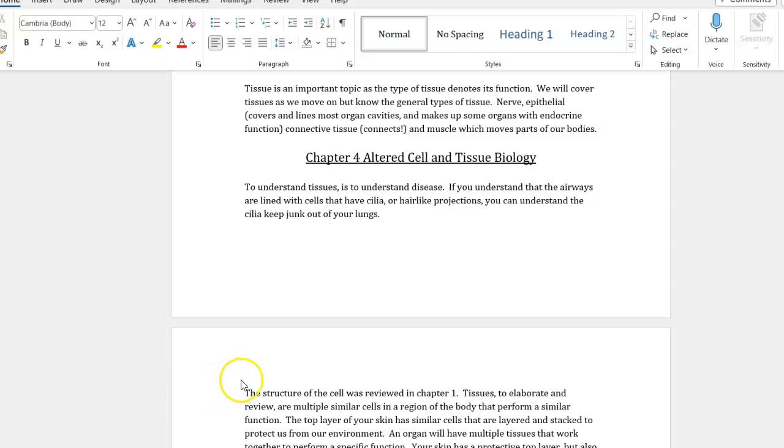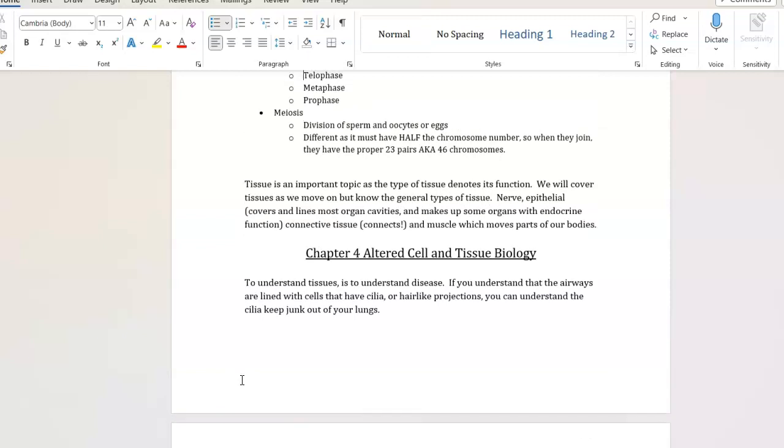So moving on to tissues. Tissues by definition are multiple cells that have a similar function. Okay. And the different shapes of the cell, and we're not going to get too much into that, help to denote its function. And I'll give you a little example in a second.